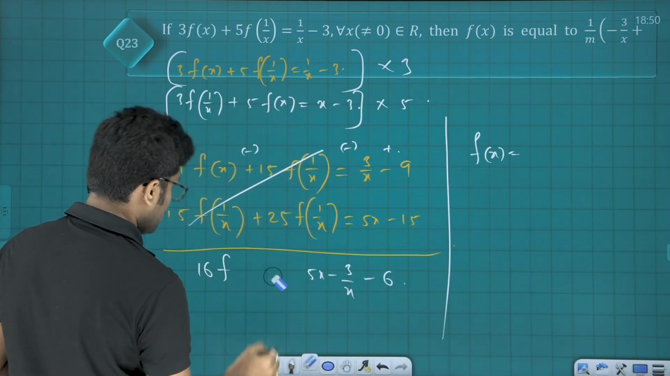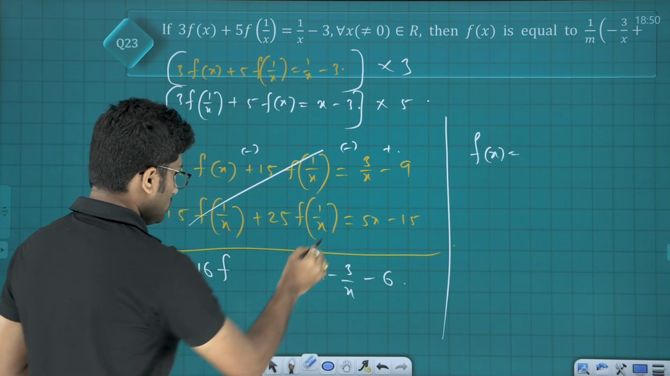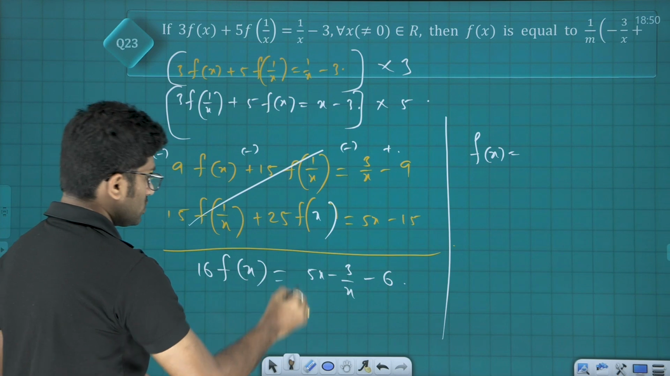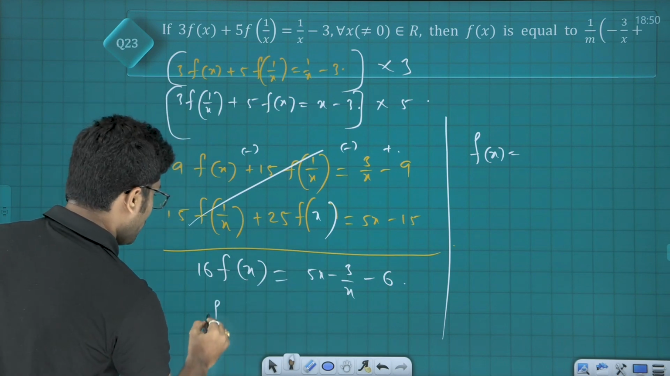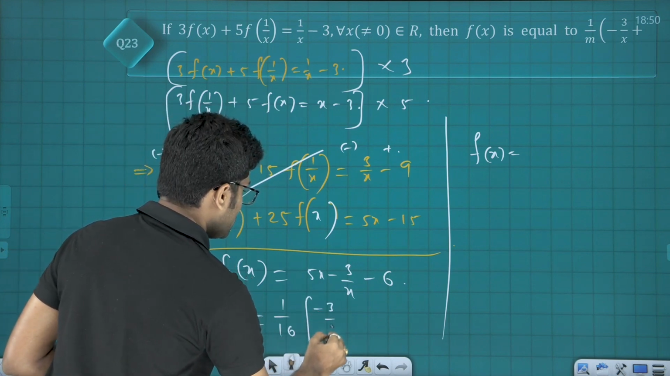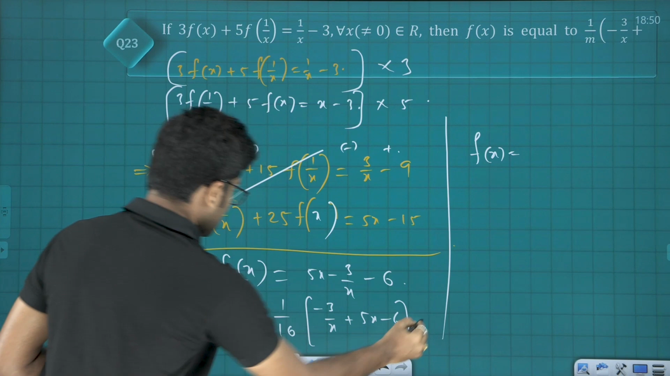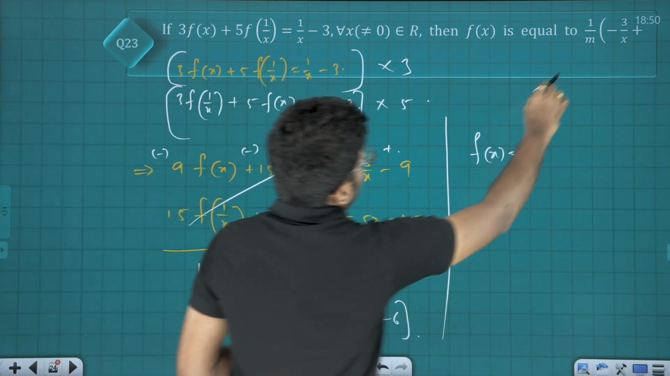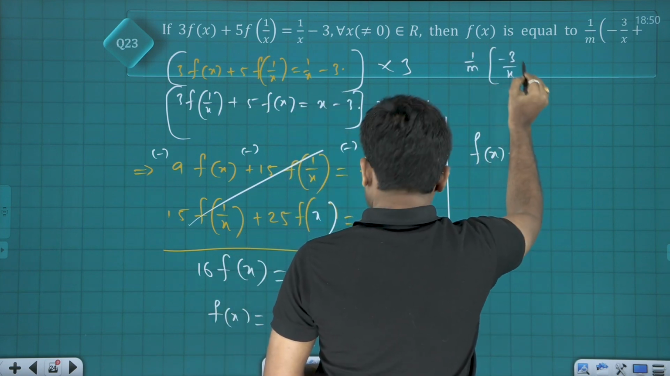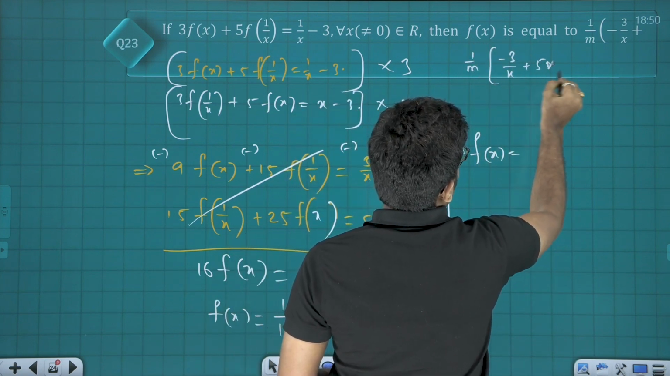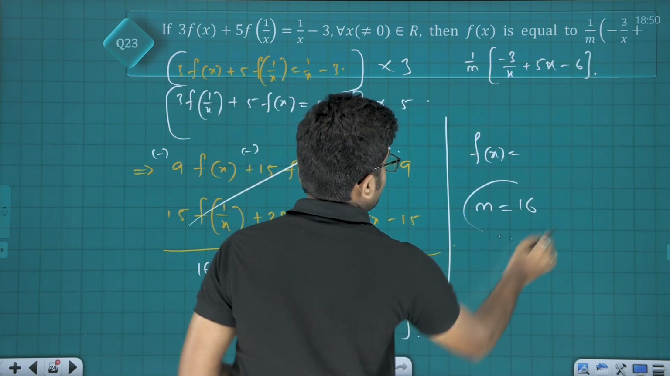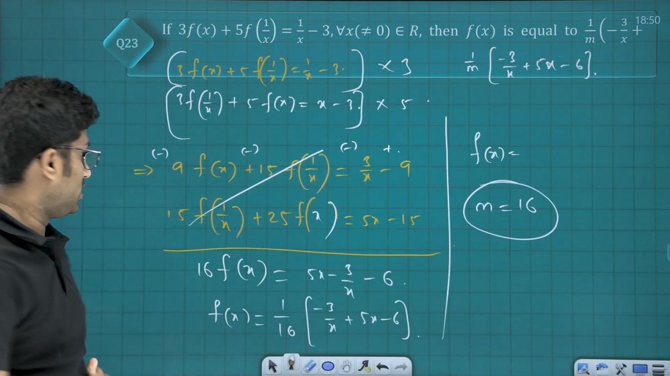So clearly, here it is f of x, friends. So 16 times f of x is equal to 5x minus 3 by x minus 6. Now finally f of x is equal to 1 by 16 times minus 3 by x plus 5x minus 6. The question has 1 by m times minus 3 by x plus 5x minus 6. Now if we compare these two, friends, the value of m is equal to 16. The value of m is 16.